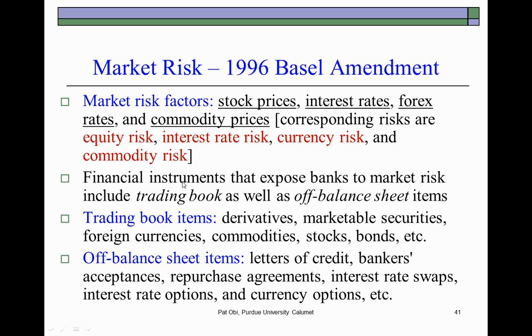So these financial instruments we note here include what in banking parlance is referred to as trading book items, as well as off-balance sheet items. Trading book items are those financial instruments that the bank directly buys and sells to make additional money. They include derivatives, marketable securities, foreign currencies, commodities, stocks, bonds, and so forth.